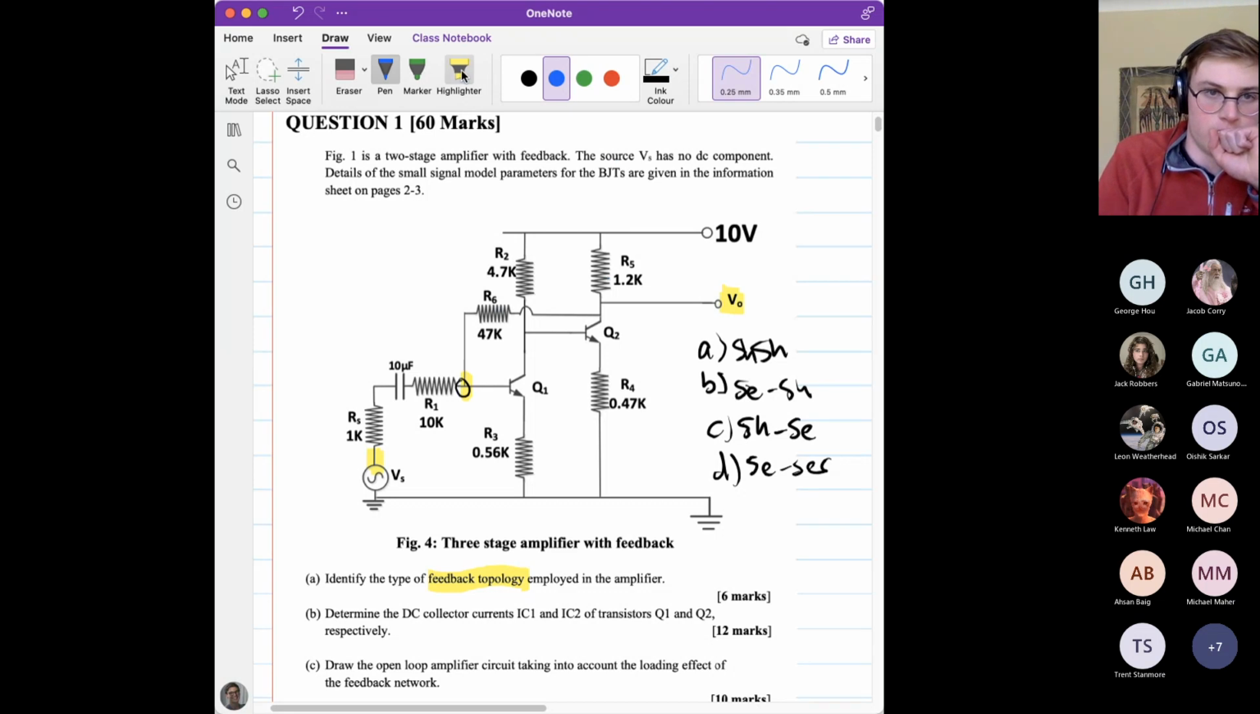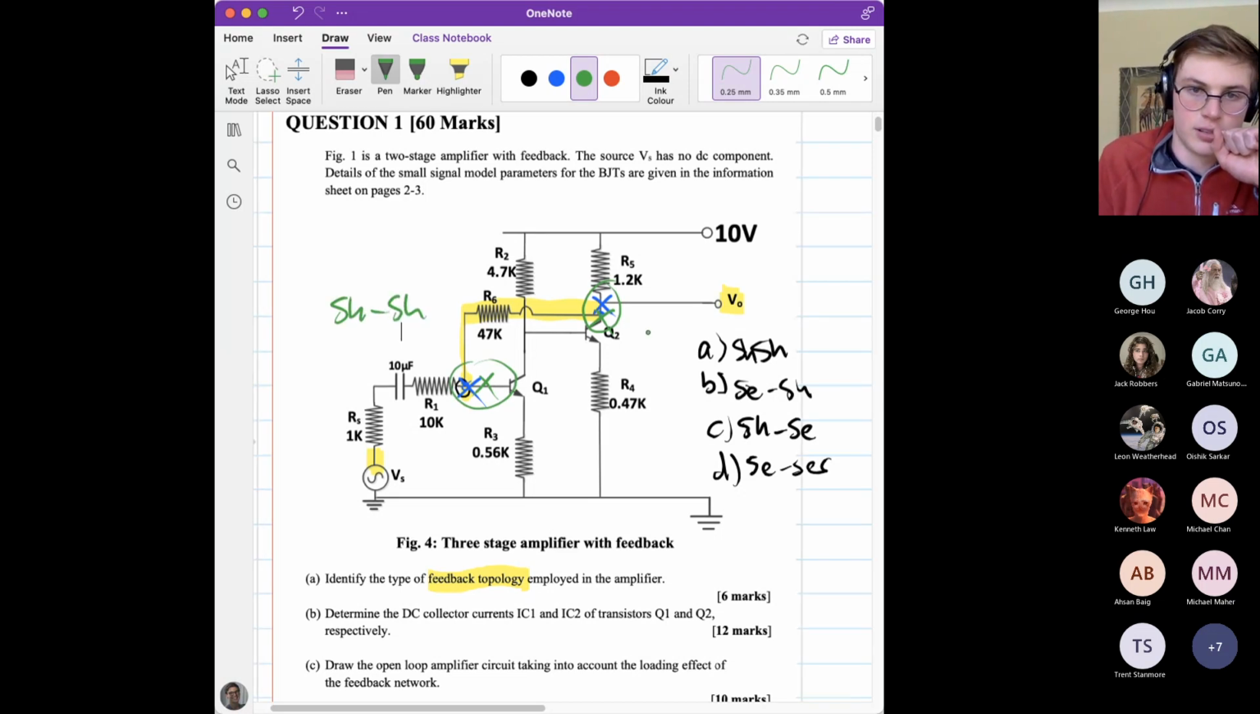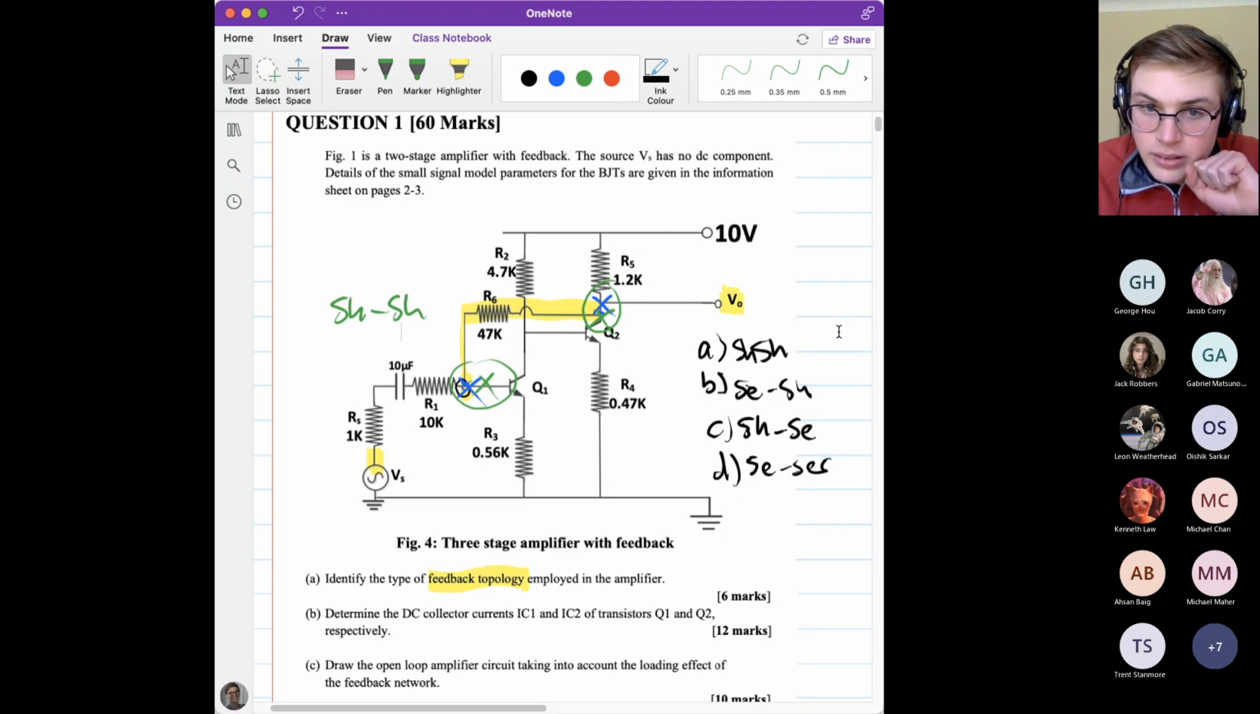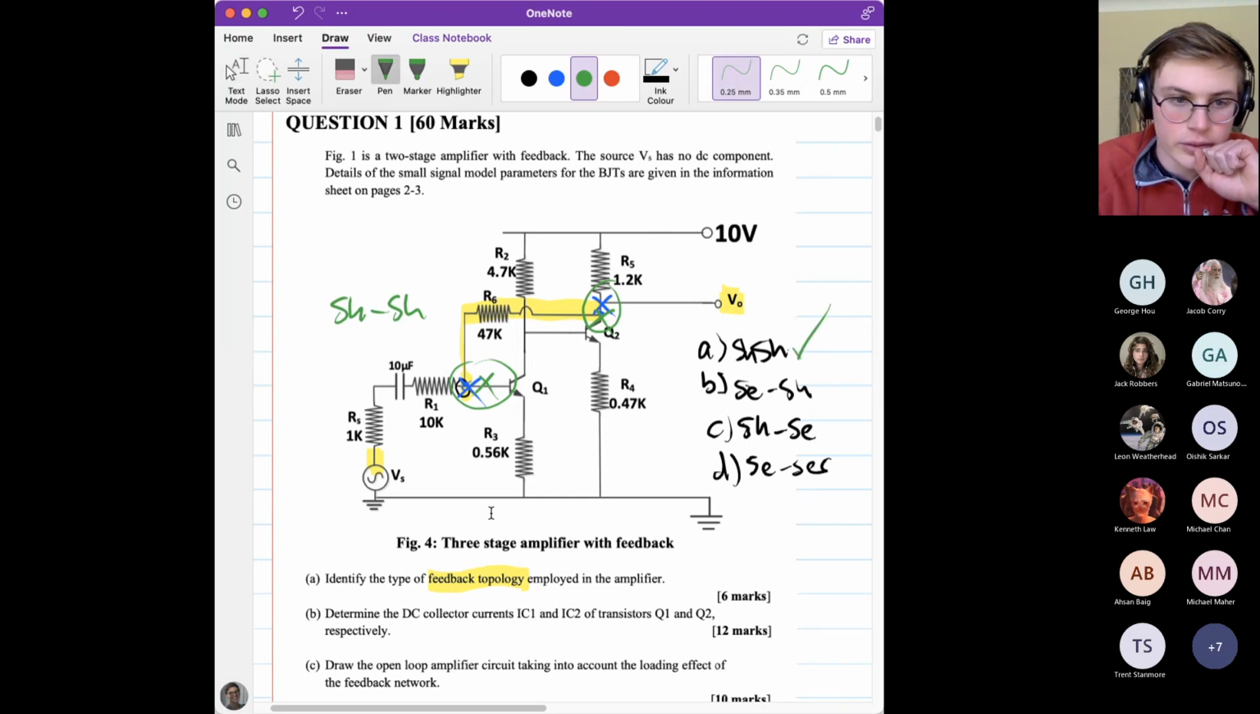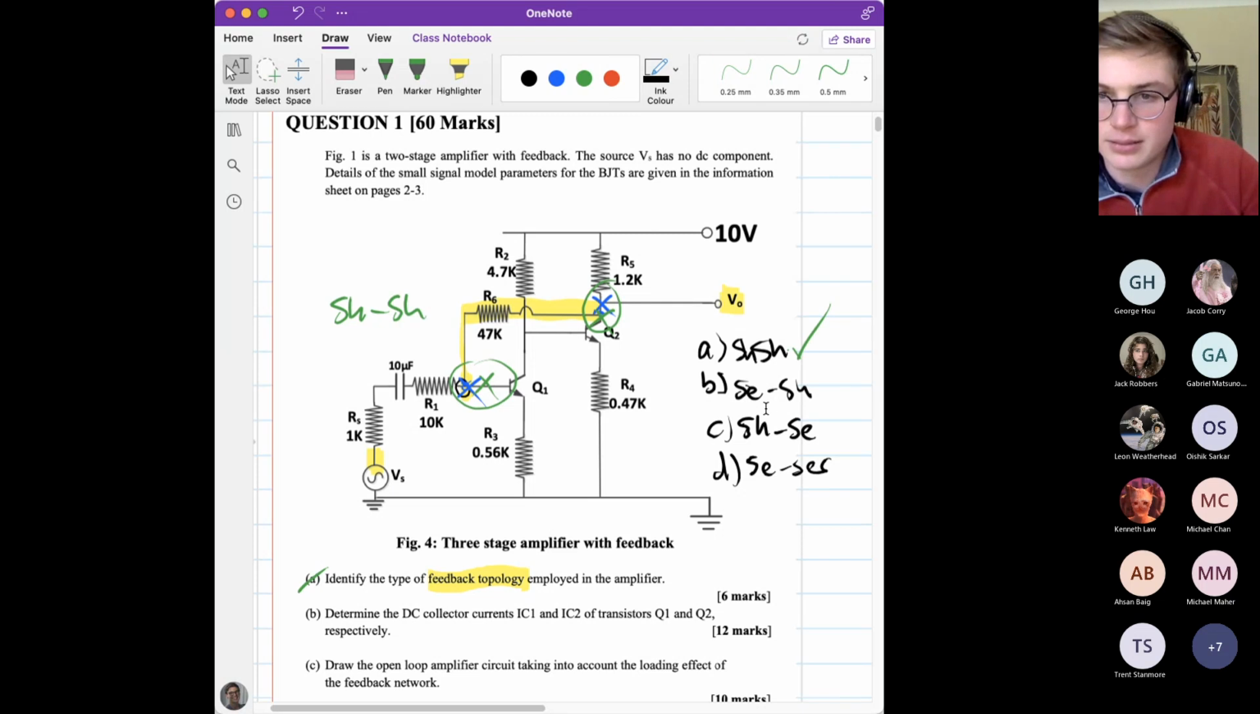So our feedback network is this R6. Right, it's connecting our output to our input. Our output node is V0, this is our input node, and then our feedback network is connected at these two nodes. Since they're both the same, it's shunt. Tick. Okay, cool. So that's question A done.